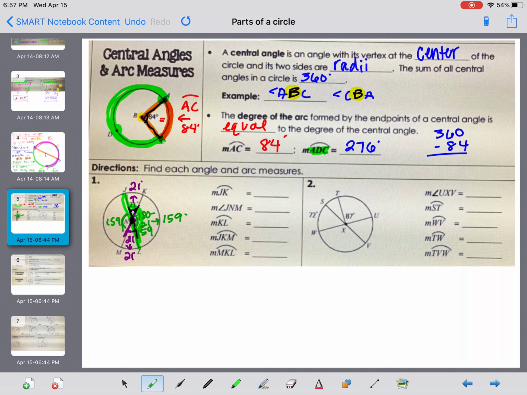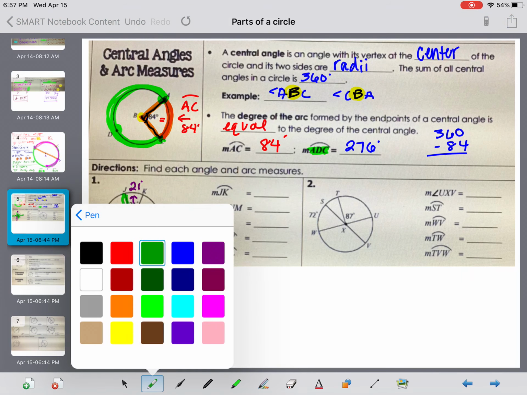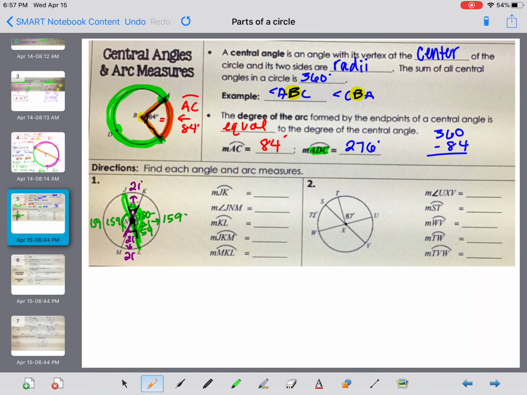And since this angle is 159, this arc also has to be 159. And then since this side is 159, this other side over here also has to be 159, which means its arc has to be 159. So now I know every angle and every arc in this circle. Now I can go through and fill out my answer choices.